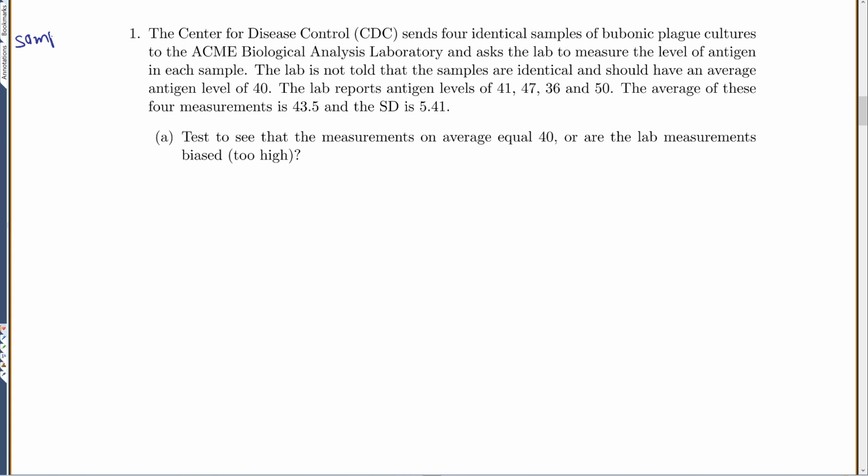So I'm going to write down, I have a sample size equals 4. We had a sample average equals 43.5 and my SD equals 5.41. So that's what I was given. We want to see, is the average too high? Or basically, is the average higher than, it was supposed to be 40. So we want to know, is the average higher than 40?